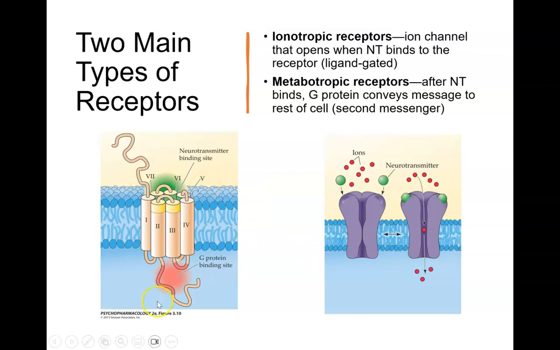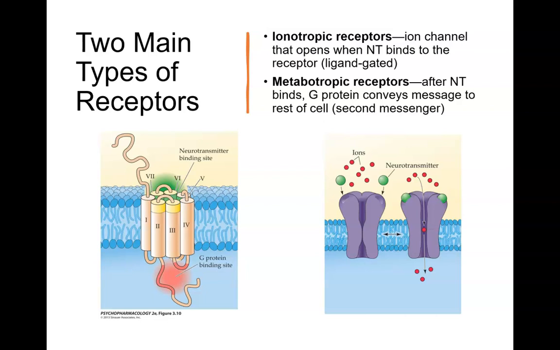Now, metabotropic receptors are a little different. A neurotransmitter binds, and then at that point, things like G proteins will convey messages to the rest of the cell, often through the use of enzymes, protein kinases, and second messenger systems. I want to talk a little more about the difference between ionotropic and metabotropic receptors, and your book has a really helpful chart in table 3.1 to help you out with this.